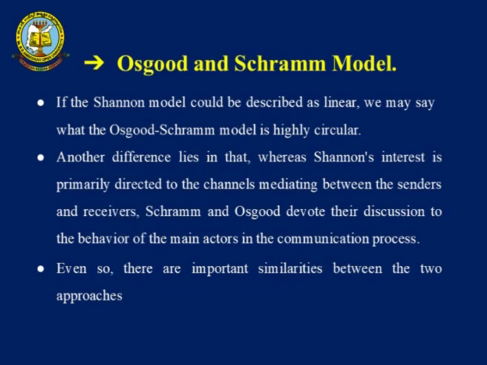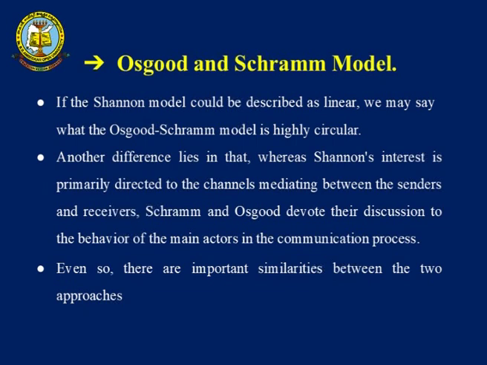It is in the form of a circle, because here also you can see the sender, receiver, interpreter, encoding, decoding, all of that can be understood precisely, right? Another difference lies in that whereas Shannon's interest is primarily directed to the channels mediating between the senders and the receivers, Schramm and Osgood devote their discussion to the behavior of the main actors in the communication process. And who are the main actors? The sender and the receiver, and whoever is interpreting the message, right?